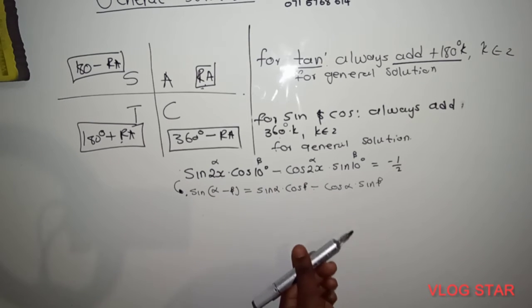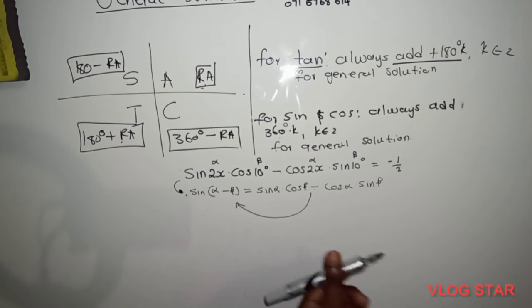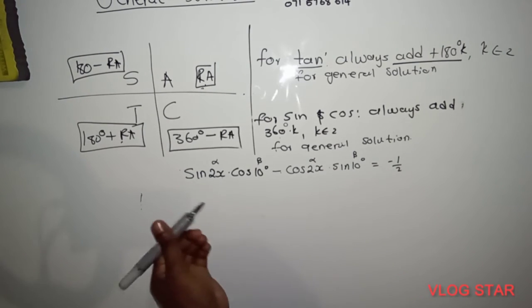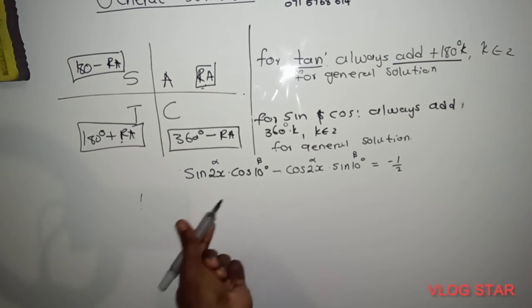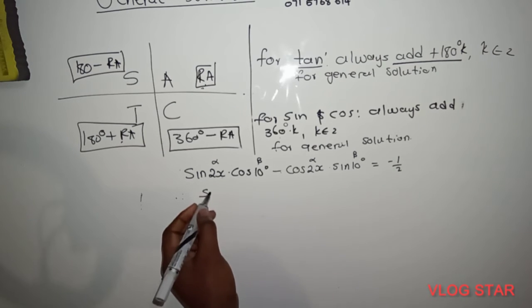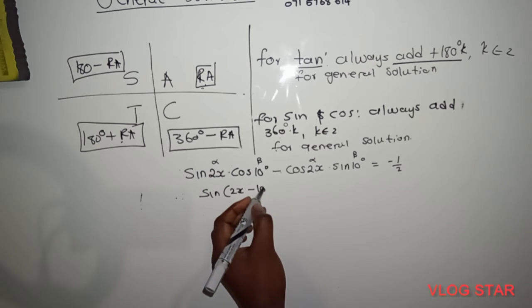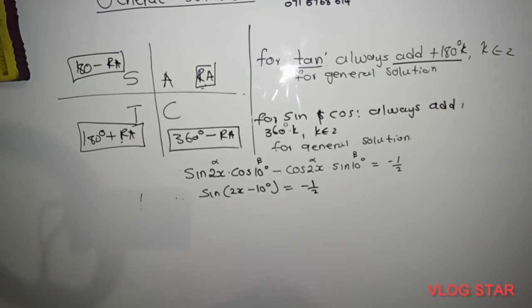Same applies here. So what we have to do when we convert back is write it as sine of alpha minus beta. Meaning that when we solve this, we have to convert it back in terms of alpha minus beta, with our alpha denoted as 2x and the beta denoted as 10 degrees. So therefore, we're going to say sine of 2x minus 10 degrees is equal to -1/2, just because it is representing the compound angle identity. Once you have done this, you're almost done.